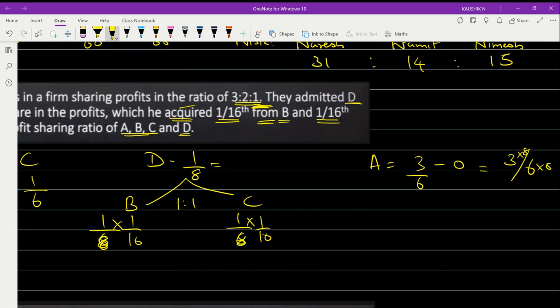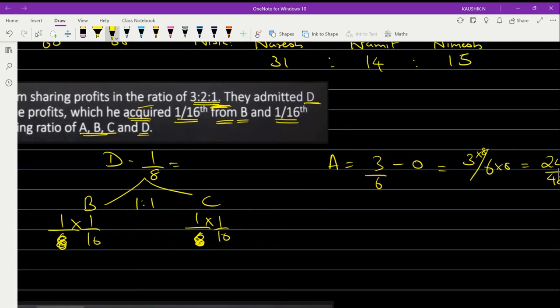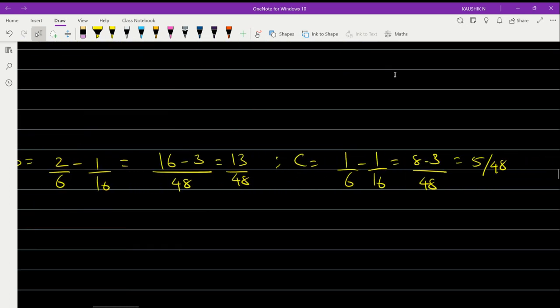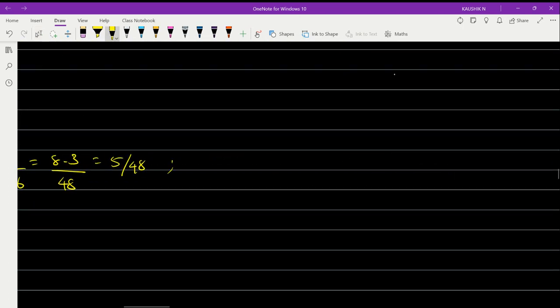This is not 1 by 6. Okay, so that means into 6 and into 6. So 6 by 48. For D, it is 6 by 48.